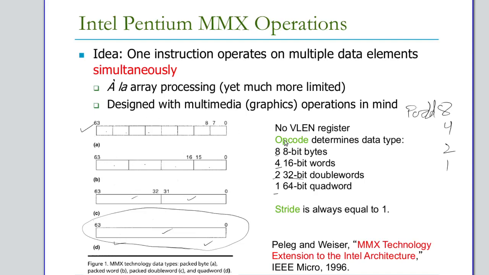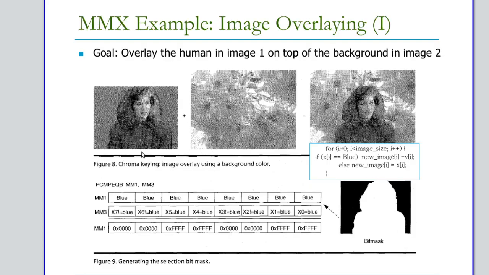So here you don't have any vector length registers that tell what is the length of the register. No, the instruction itself will tell you how the register is to be divided. So this is what happens in MMX technology. Let us see some example where it is very helpful.